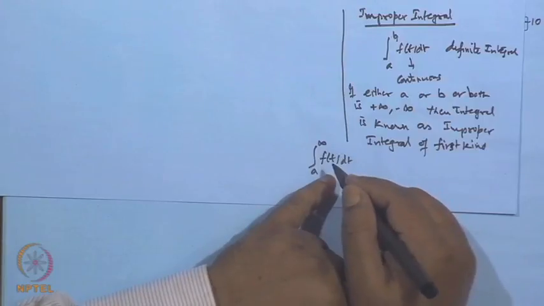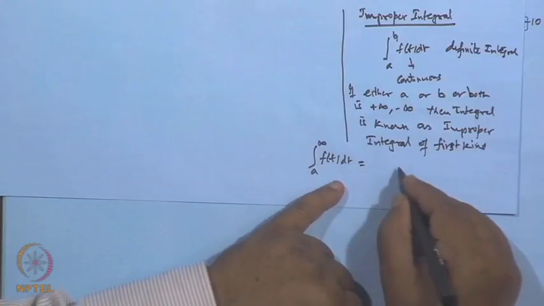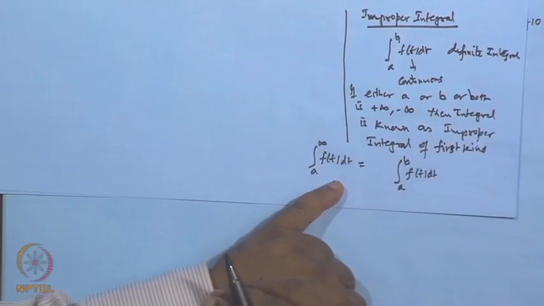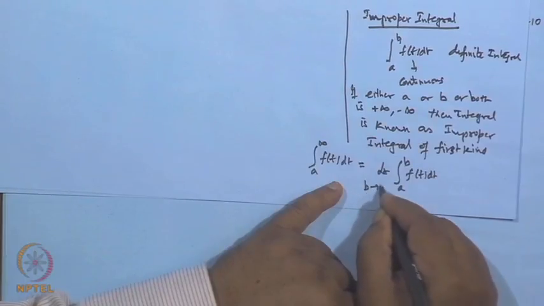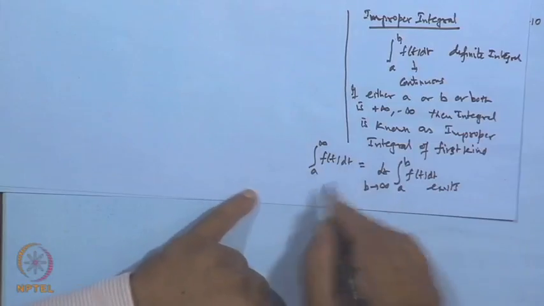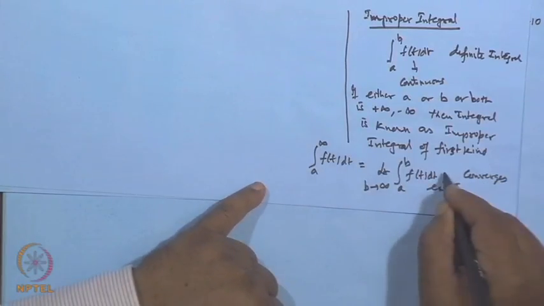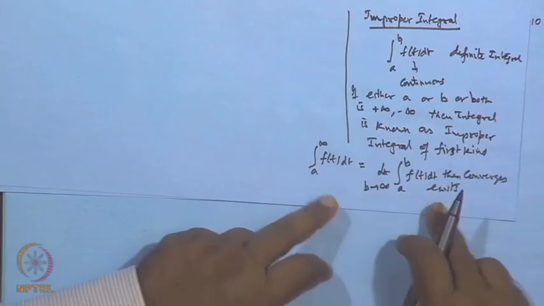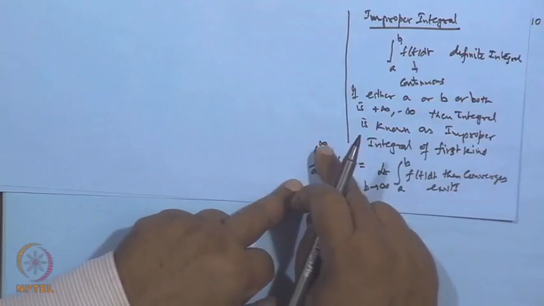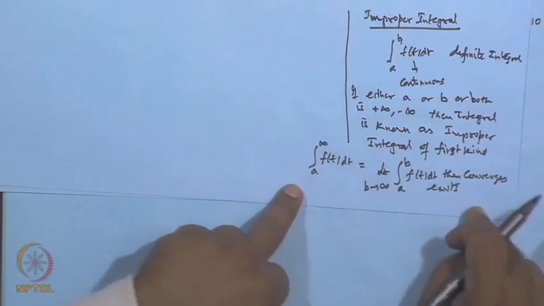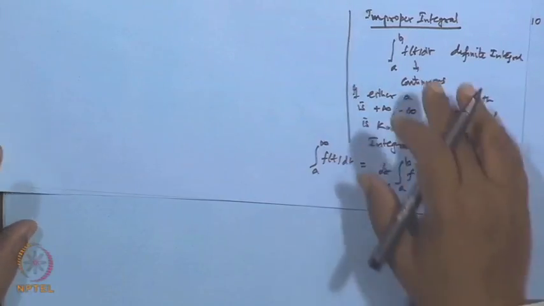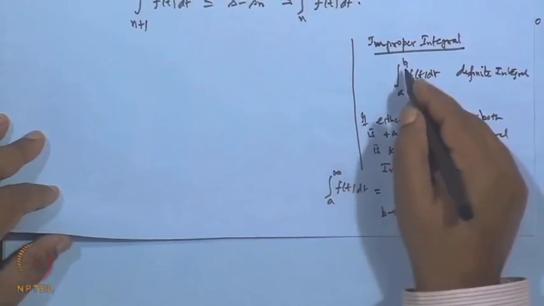Whether this integral converges or diverges depends on the limit. What we do is consider the integral from a to b of f(t) dt and then take the limit as b tends to infinity. If this limit exists, then we say this improper integral converges. If this limit does not exist, then we say it diverges. Similarly, for minus infinity to alpha, we can define convergence or divergence in a similar way.